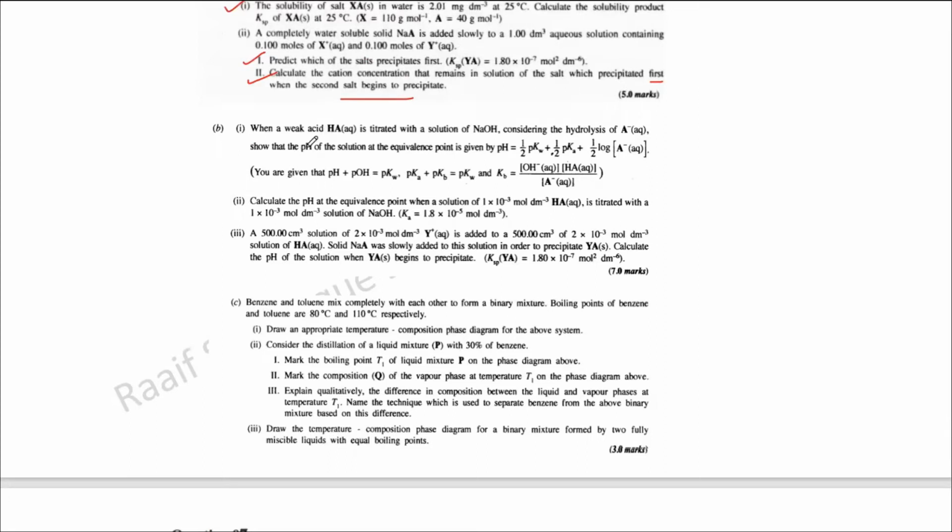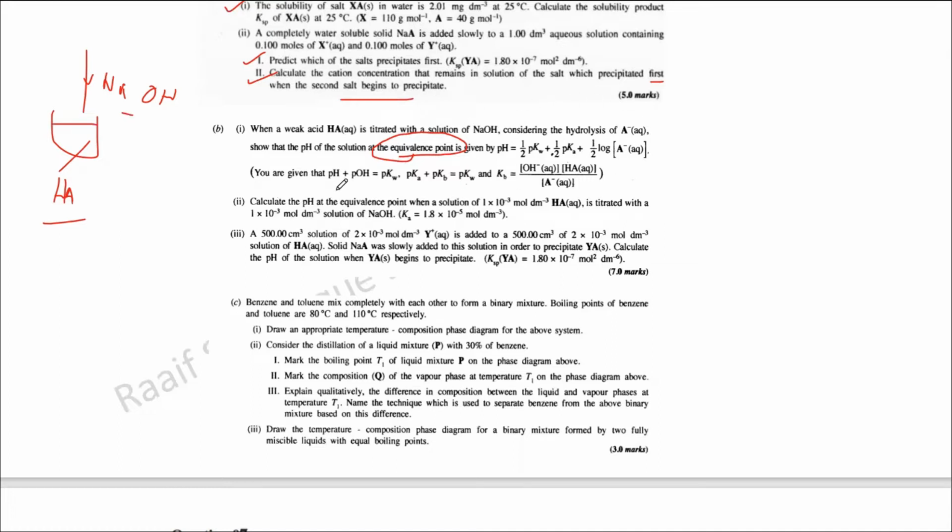Okay. So when a weak acid HA is titrated with a solution of NaOH, so we have HA in our, let's say, titration flask, and we are titrating this with NaOH, which is our base. Considering the hydrolysis of A minus, show that the pH of the solution at the equivalence point is this. Equivalence point means 1 mole of HA reacting exactly with 1 mole of NaOH.